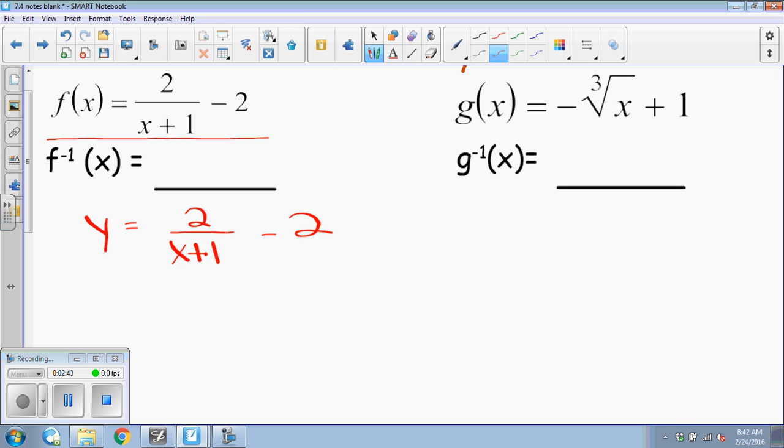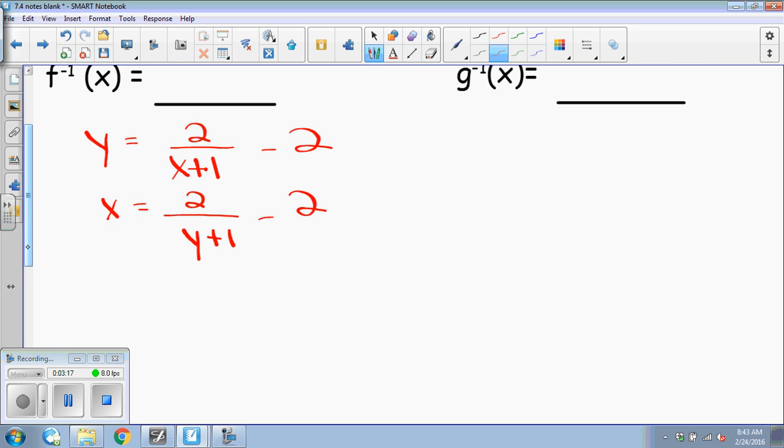Okay, so what we do now is we switch the x and y, literally. So instead of y, I put x equals 2 over y plus 1 minus 2. You switch the x and the y. And now we're going to solve for y. What y ends up equaling will be the inverse. Now, this just requires your algebra skills on what you need to do to get that variable by itself. And so, we need to solve for y.